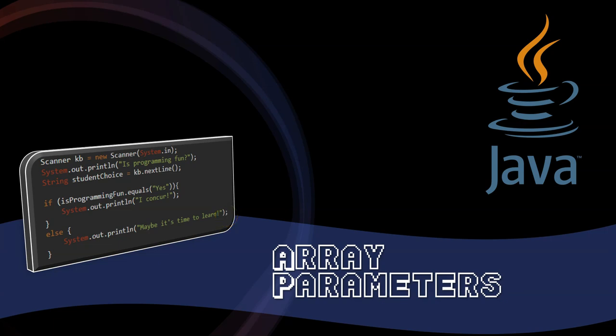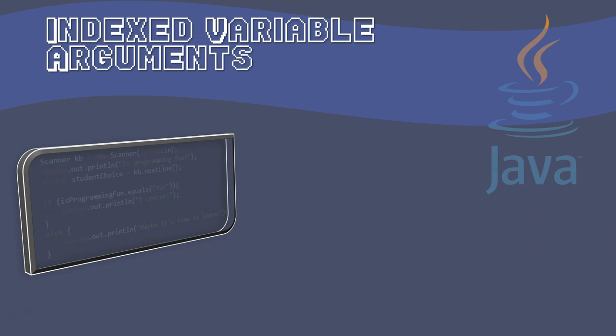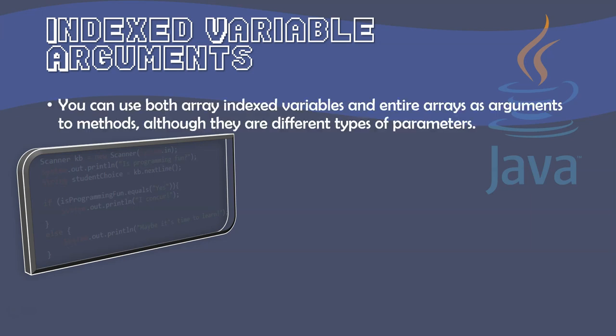And welcome back. As we continue working with arrays, let's take a minute to examine array parameters. When we're talking about array parameters, the first thing we need to understand is index variable arguments. You can use both array index variables, or you can use entire arrays as arguments to methods, although they are different types of parameters.